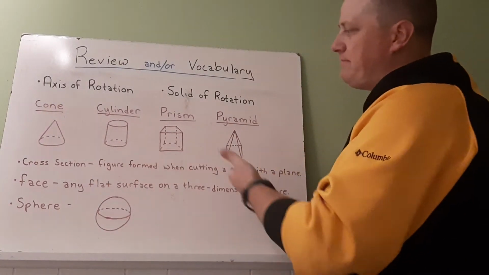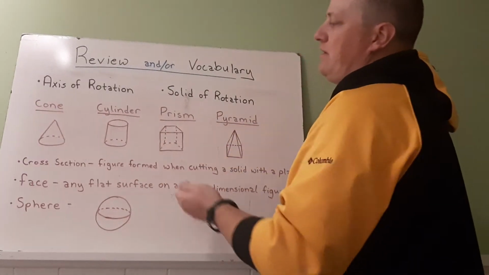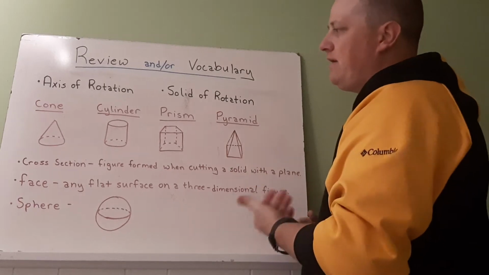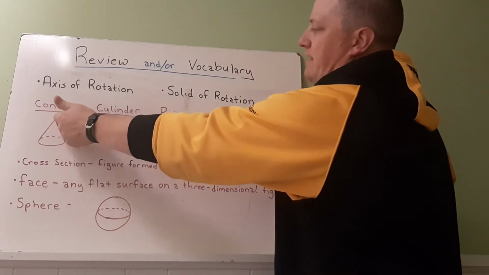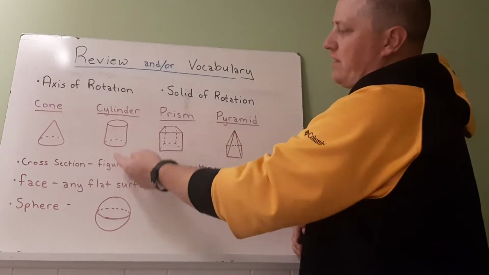So here are some examples of three-dimensional shapes. So we have a cone, we have a cylinder, we have a prism, and we have a pyramid. So a cone is a circular base where the sides lead up to a point. A cylinder is two circular bases connected on the outsides.